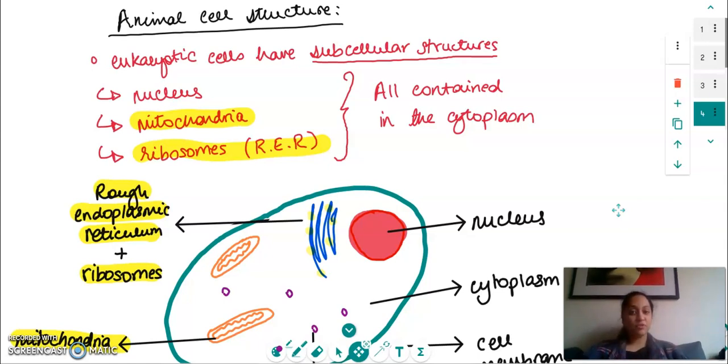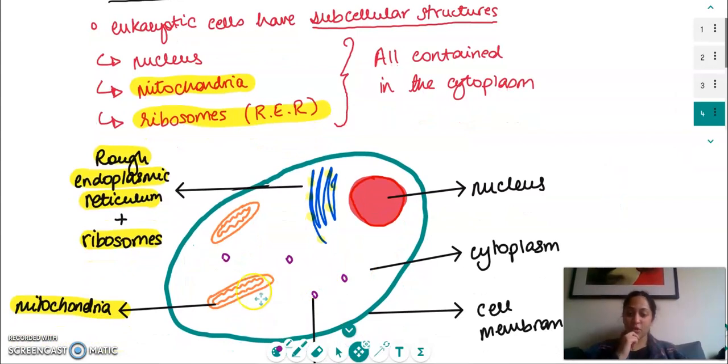The nucleus is responsible for containing the genetic information. The next important aspect of a eukaryotic cell is a mitochondria. The mitochondria here, denoted in the orange, is the powerhouse of the cell. Then we have the ribosomes, which are on the rough endoplasmic reticulum. These ribosomes are important for protein synthesis. Now, don't worry, we'll be looking at all of these in depth.